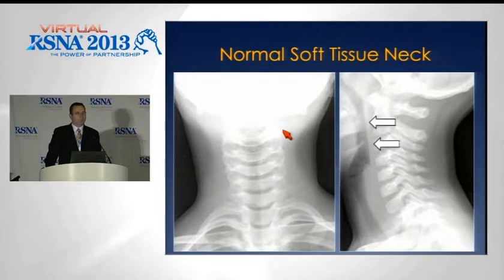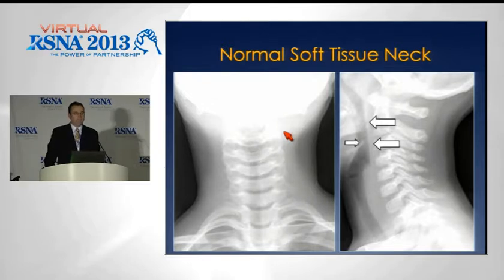I then move on to the retropharyngeal or prevertebral soft tissues, looking for abnormal thickening. What is abnormal thickening? Well, in a young child, it would be soft tissues that are thicker than the AP diameter of the adjacent cervical vertebral bodies at C2 through C4. In older children, we use 6 millimeters in those 10 years and older.